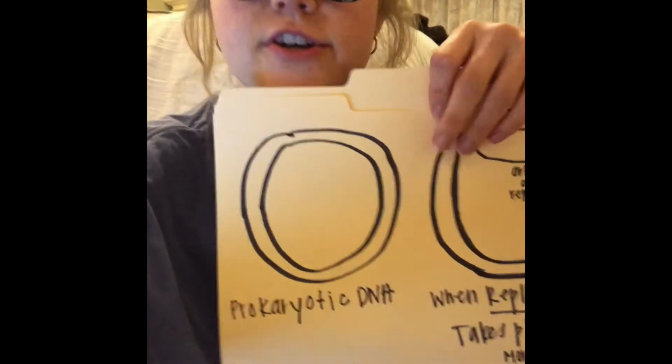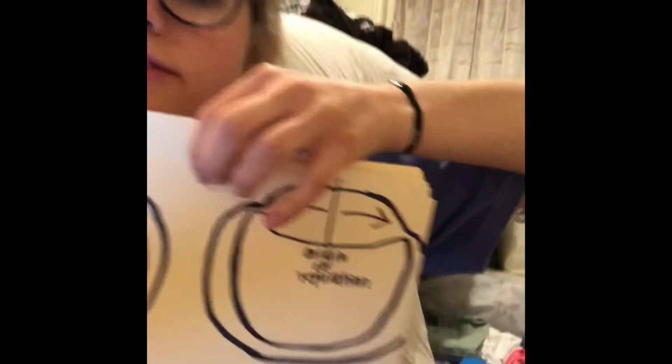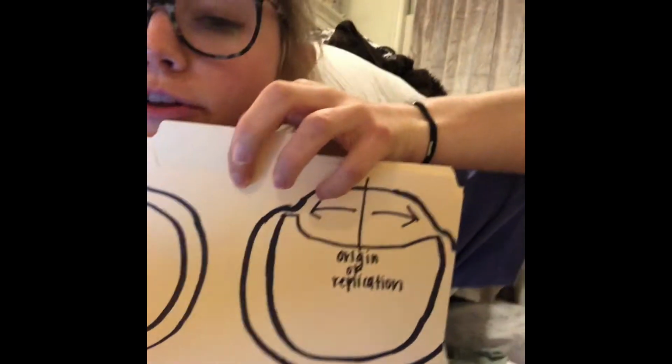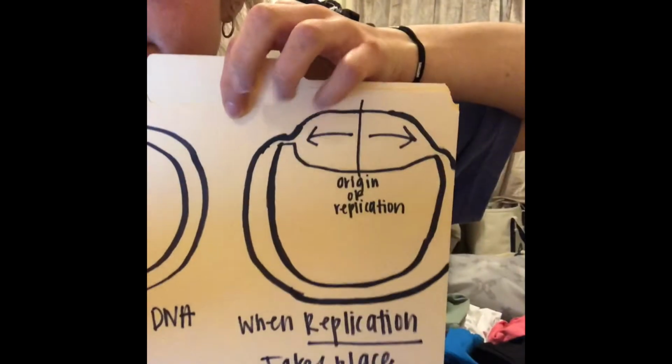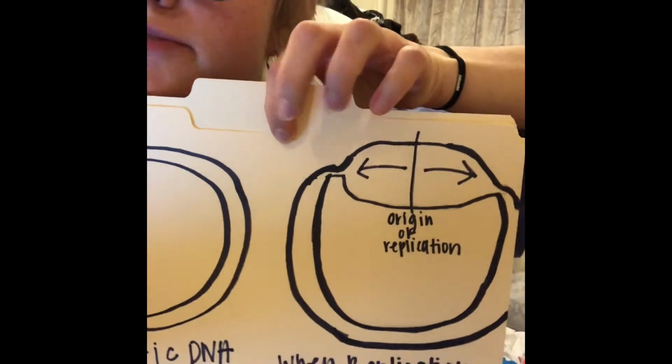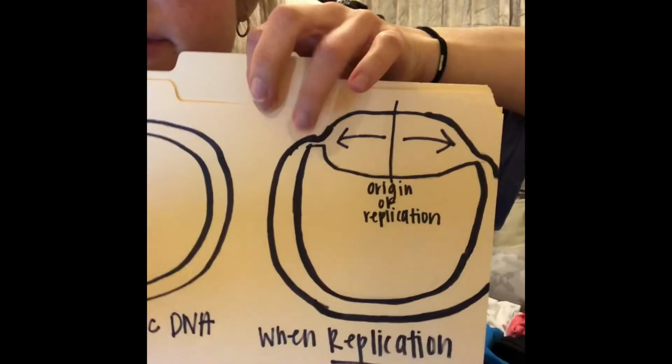So I'm going to be talking about prokaryotic DNA. This is what it looks like as a whole, and then this is what it looks like in further detail about replication. So for my example, you're going to be looking at the origin of replication being on your right, and then the direction of replication going towards the left.